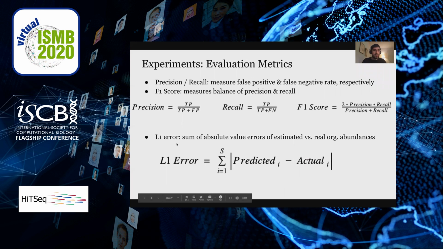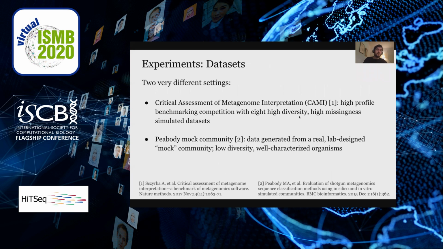Another question is how well do you estimate the abundances? For that, we use the L1 error, which is the sum of absolute value errors of estimated versus real organism abundances. So if we predict that an organism is 10% of the sample, but it's actually 60%, then we get an L1 error of 0.5. In the results I'm going to show, this ranges from 0 to 2, where 0 is better. But in the results I show later, I've flipped it and rescaled it such that it's a 0 to 1 range where 1 is better, just to get it on the same scale as these other metrics. Okay, so those are the metrics.